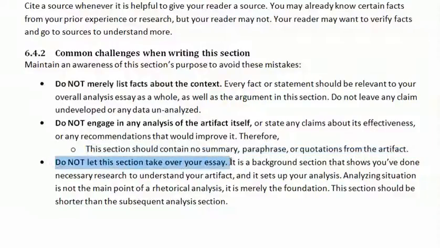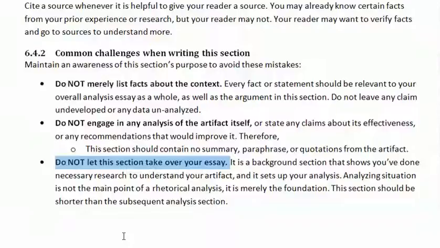Also, don't let this take over your essay. I find sometimes people think that they're just doing a research paper and just, you know, finding out about the situation. Your analysis is not just a situation analysis. I want you to analyze stuff within the artifact as well, and therefore this has to be short. So it doesn't take over.